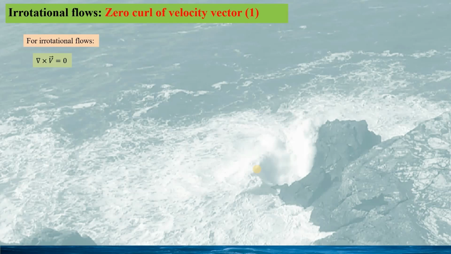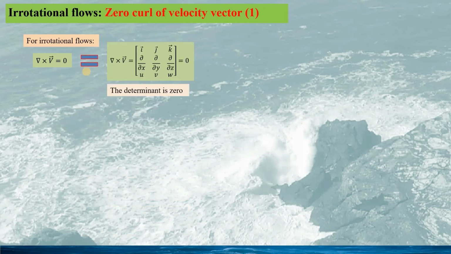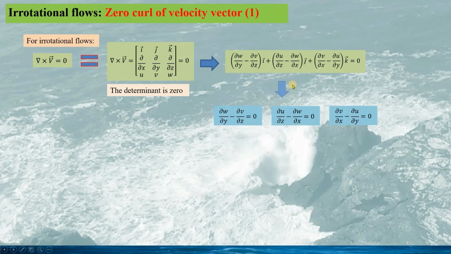As the most important and must-have assumption, the flow is assumed to be irrotational. Mathematically, the curl of the velocity vector is zero. This equation can be written in the form of a determinant given by this, and in detail we have the expression as this. To make sure this equation is satisfied, all the components around the three axes must be zero.